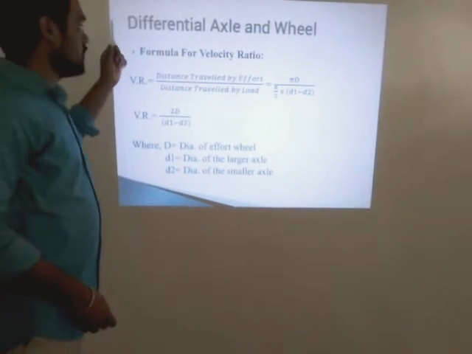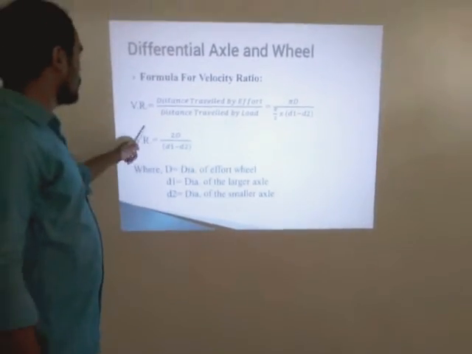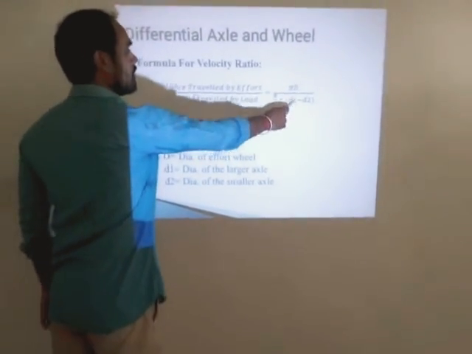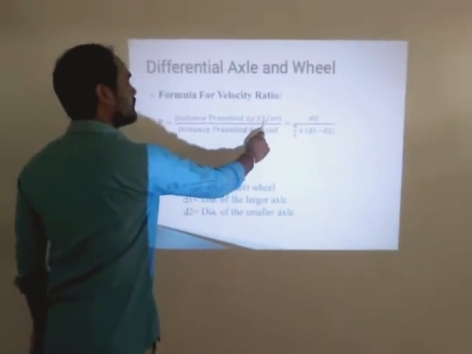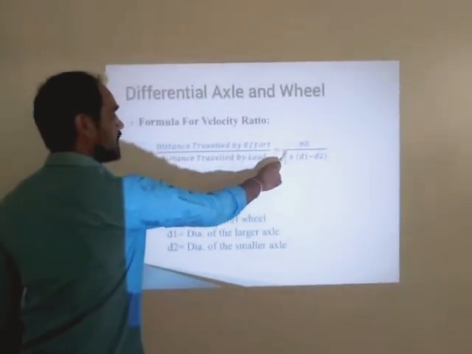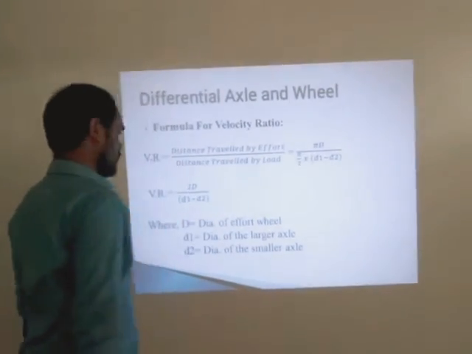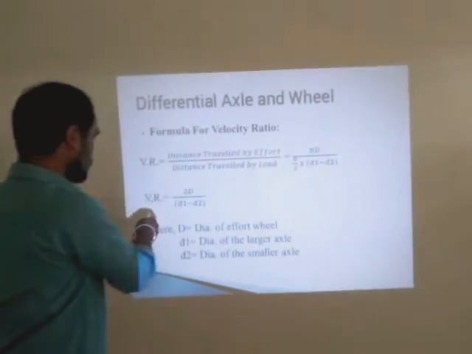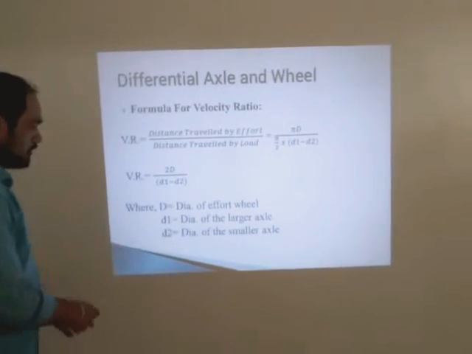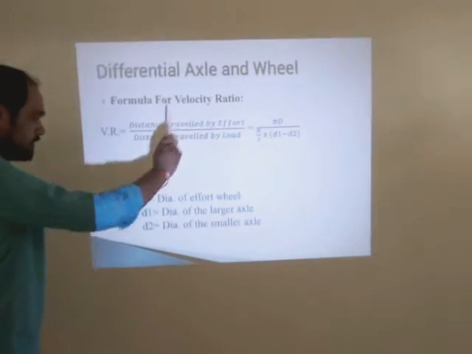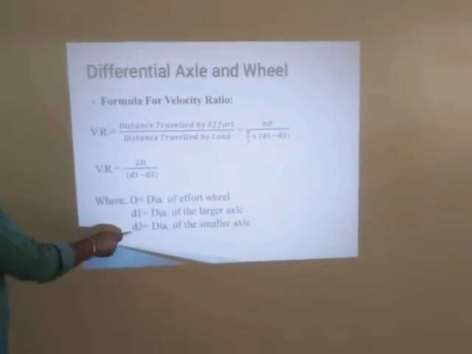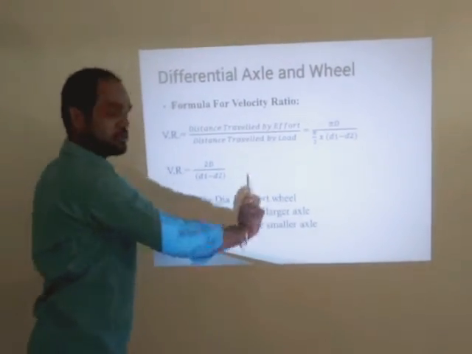The velocity ratio for the differential wheel and axle is calculated as the distance traveled by effort to the distance traveled by load. Distance traveled by effort is equal to pi D, and distance traveled by the load is equal to pi by 2 into (d1 minus d2). By cancelling, we get velocity ratio 2D upon (d1 minus d2), where D means diameter of the effort wheel, d1 is the diameter of the larger axle, and d2 means diameter of the smaller axle.